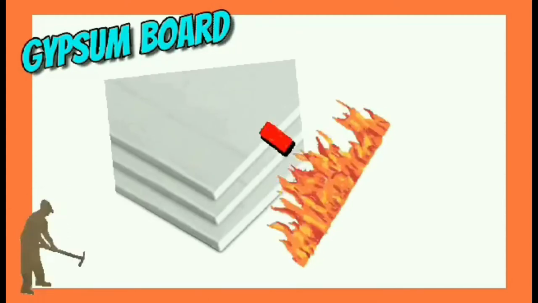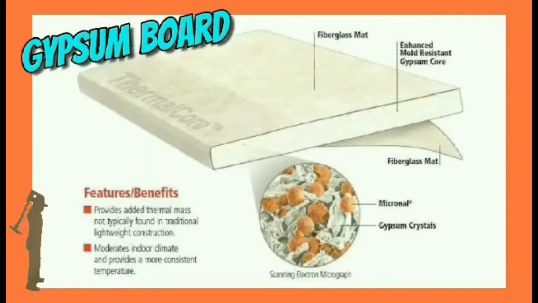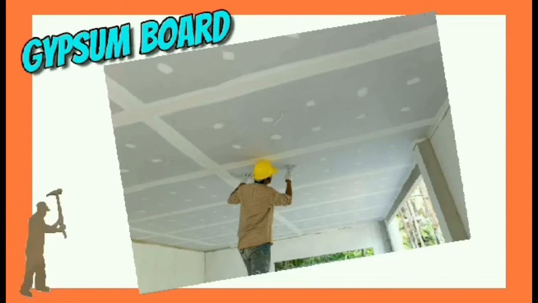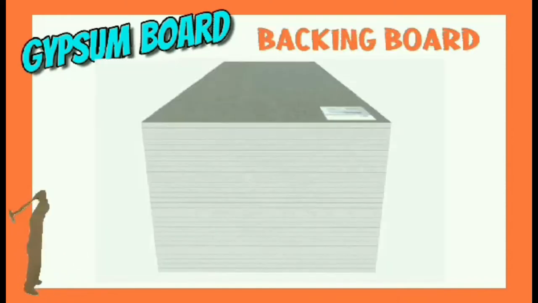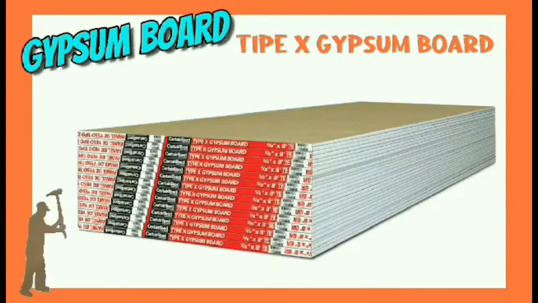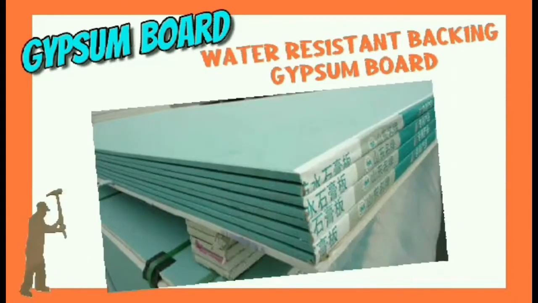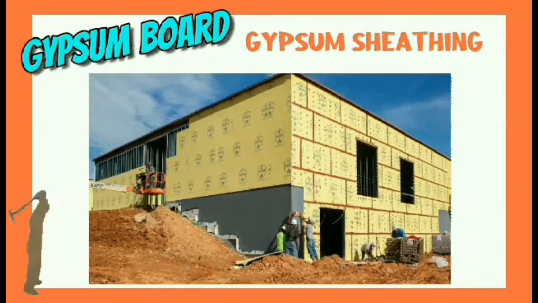Let's go to gypsum board. Gypsum board is a non-combustible building board with a gypsum core enclosed in tough, smooth paper. It is designed to be used without addition of plasters for walls, ceilings, and partitions. It is extensively used in drywall construction, where plaster is eliminated. These are the types of gypsum board: wall board, backing board, core board, type X gypsum board, water resistant backing gypsum board, gypsum sheeting, gypsum form board.